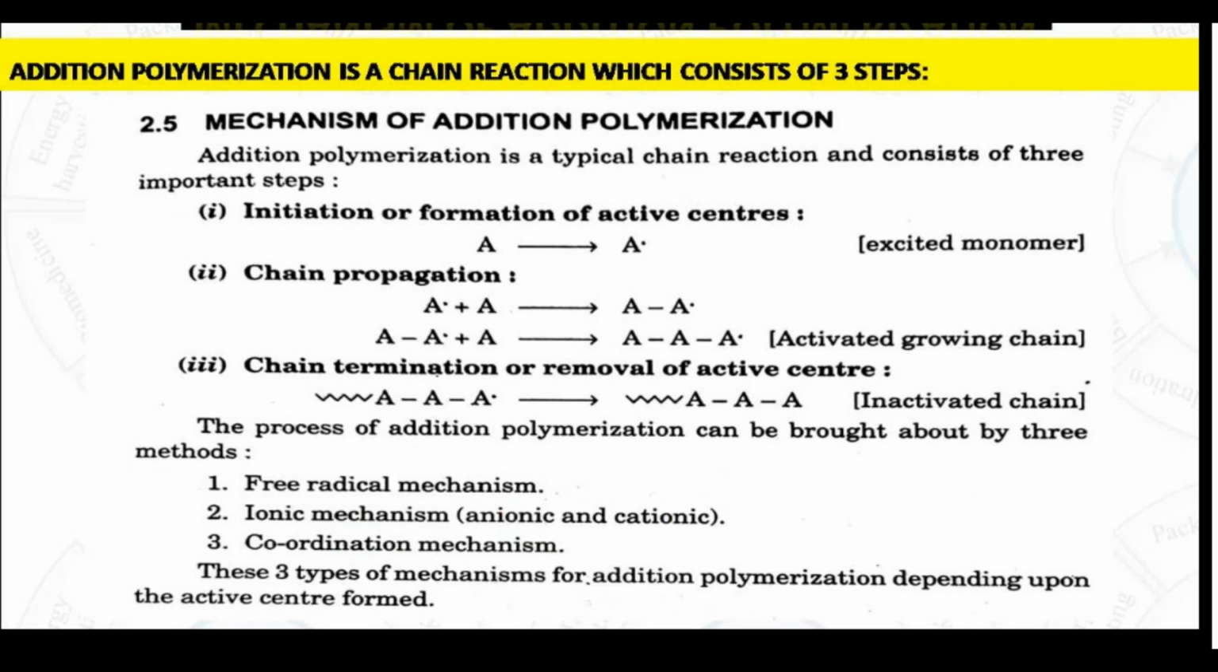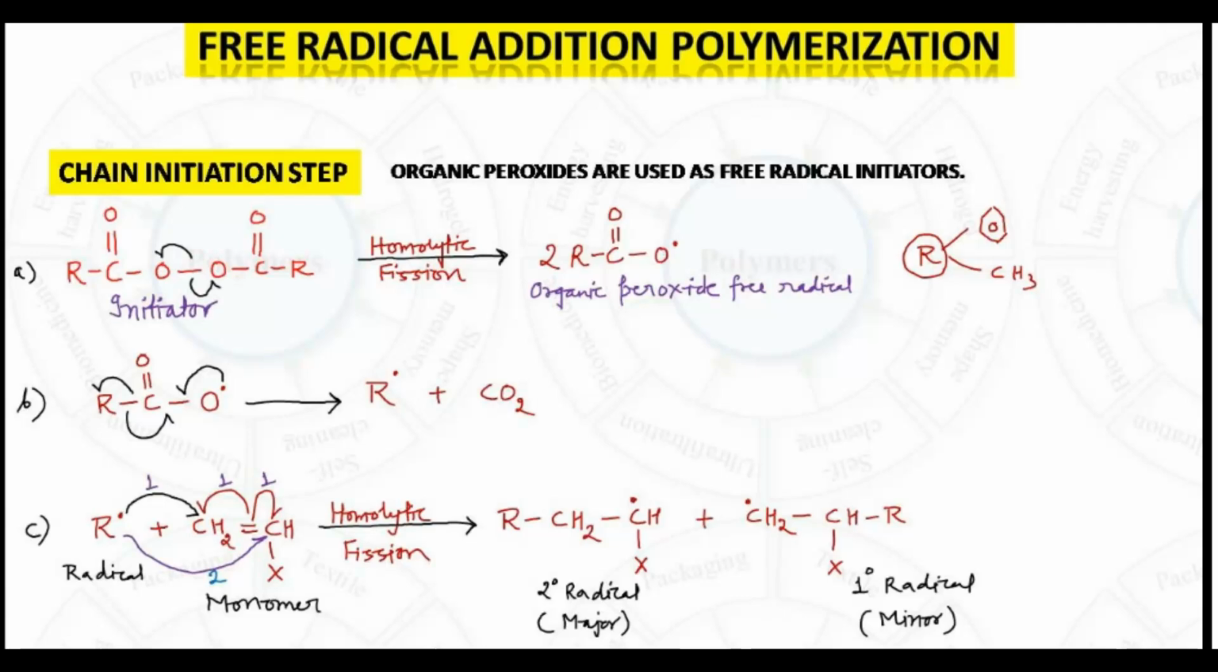So what happens, you see, this is just one example. We are taking some initiator molecule. You can see this is oxygen, this is another oxygen, so this linkage is the peroxide linkage. So this initiator is basically a peroxide. Organic peroxides are used as free radical initiators. This I have written here.